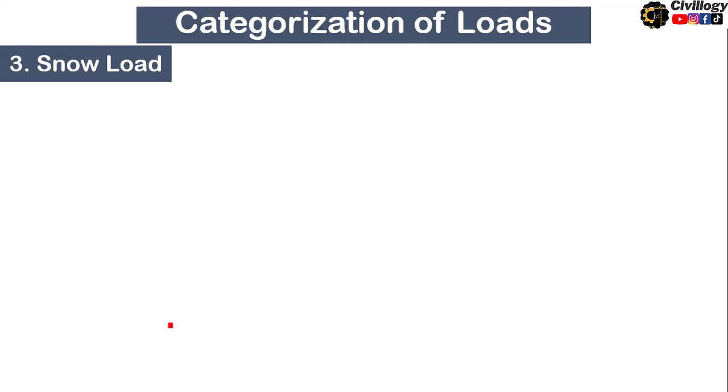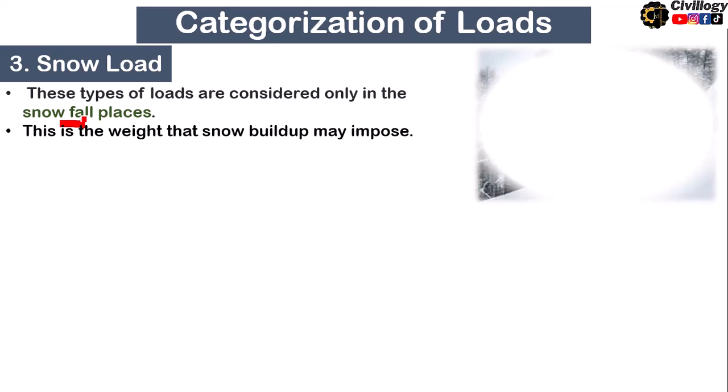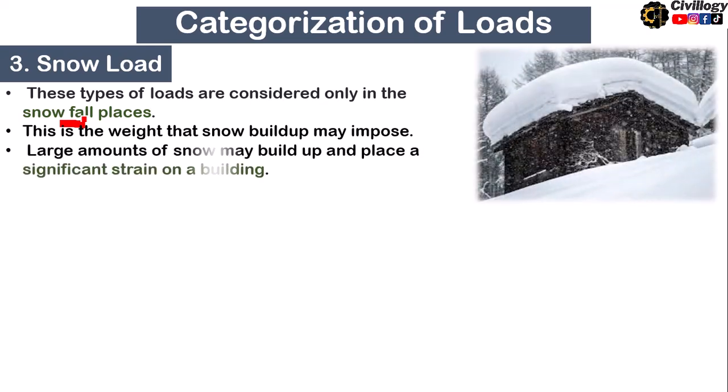The third type of load is snow load. These types of loads are considered only in snowfall places. This is the weight that snow buildup may impose on the building. A large amount of snow may build up and place a significant strain on a building.